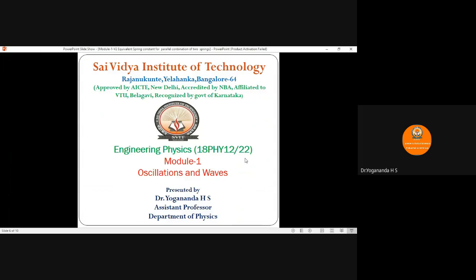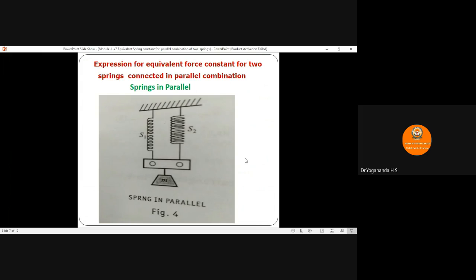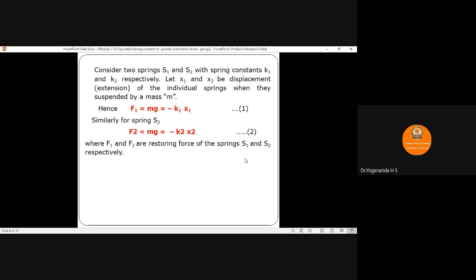Now let us discuss the expression for equivalent force constant for the two springs connected in parallel combination. Let us consider the two springs S1 and S2 connected in parallel and fixed to a rigid support at one end and suspended by the mass m at the other end. Again, consider the individual spring S1, which is connected to the rigid support at one end and suspended by the mass m.